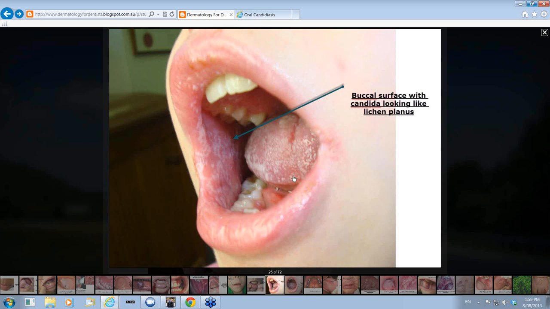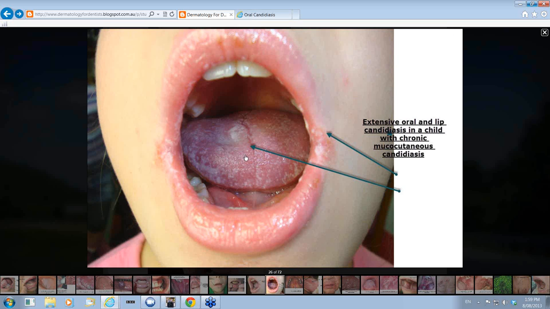Here's this little girl again with the chronic mucocutaneous candidiasis. Look how extensive it is on the surface of the tongue here and on the inside of the mouth. Just looking at that itself, you might think that's the reticular net-like pattern of lichen planus, but it's just all part of oral candidiasis.